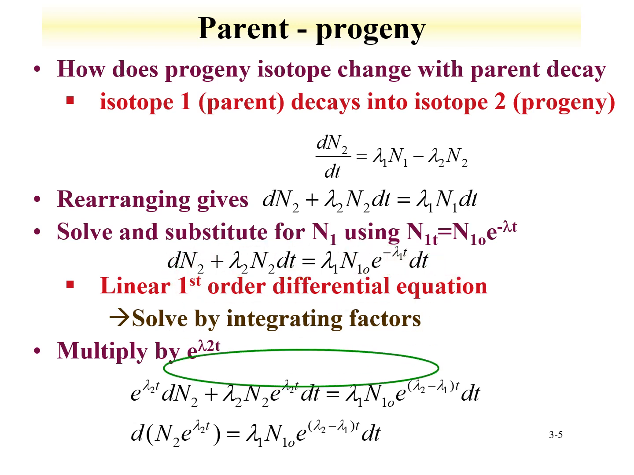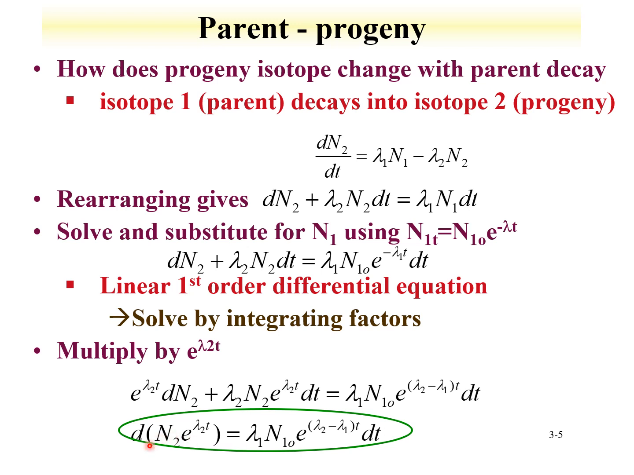This is a linear first order differential equation. Let's solve by using an integrating factor. Let's multiply by e to the lambda 2 t. The equation then becomes what we see here, where we get the change of N2 e to the lambda 2 t is equal to lambda 1, the initial amount of isotope 1, e to the lambda 2 minus lambda 1 t, with respect to time. So we've gone through the equations. We now have this equation, which we further treat to reach our final equation.